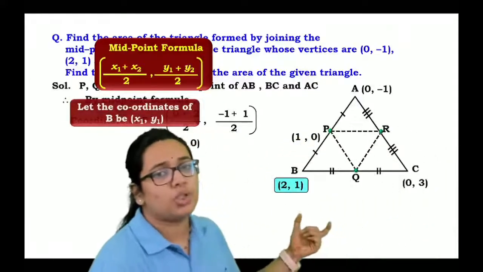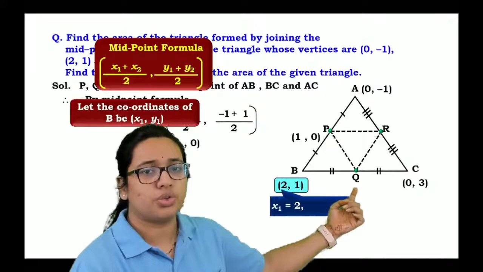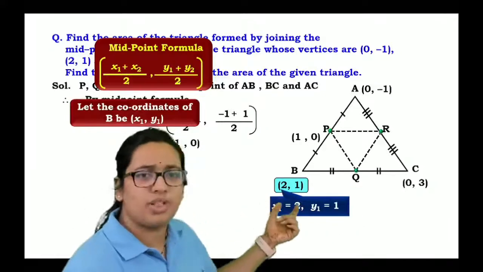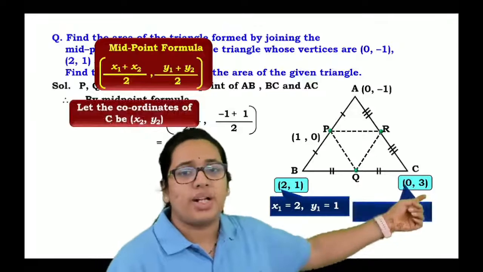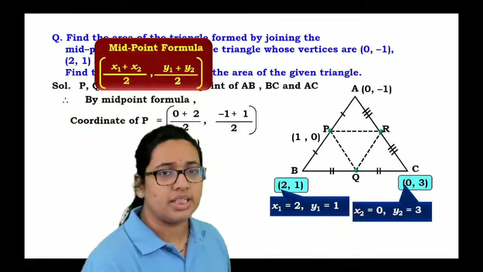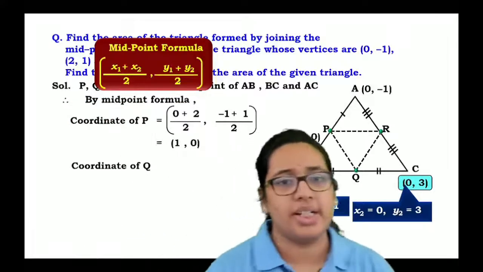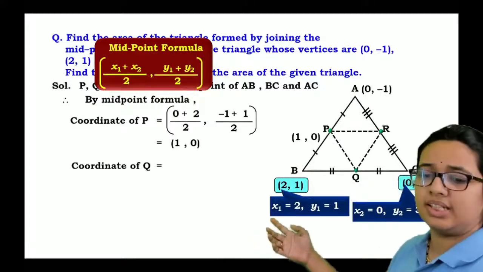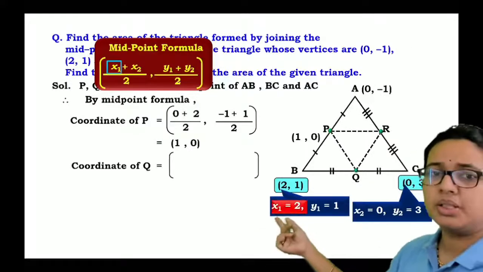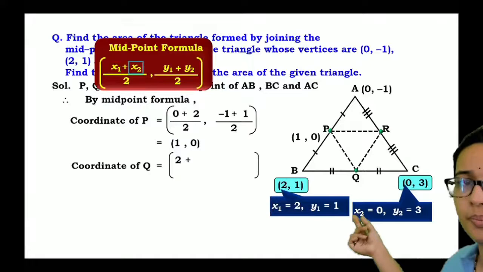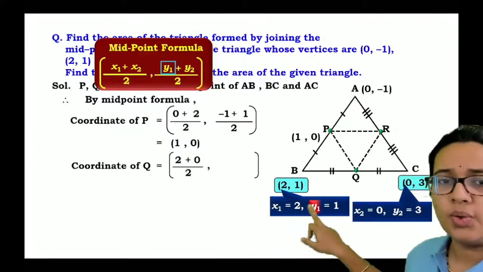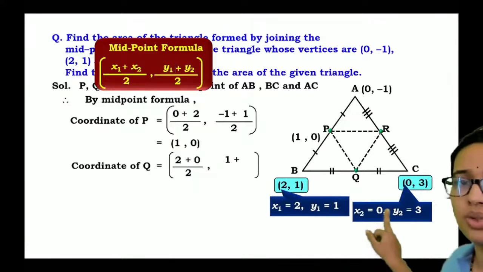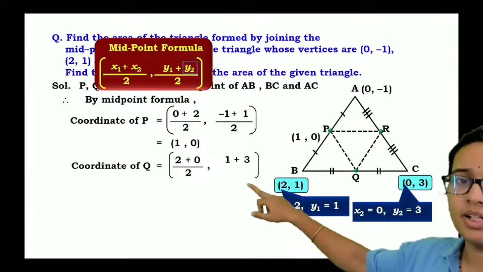Similarly, we'll now find the coordinates of Q. For that, we consider x1, y1 as the coordinates of B and x2, y2 as the coordinates of C. So the coordinates of Q are x1 plus x2 divided by 2, comma y1 plus y2 divided by 2.